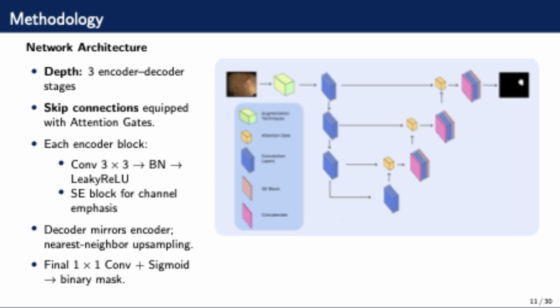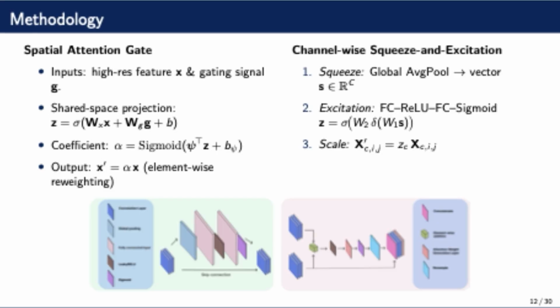Technically, we combined the attention gates in the skip connections, and we have our SC blocks in the decoder to make sure that we can get the very important features in the images. And here are details about our attention gates and SC blocks: some details and figures, and also the formula details.